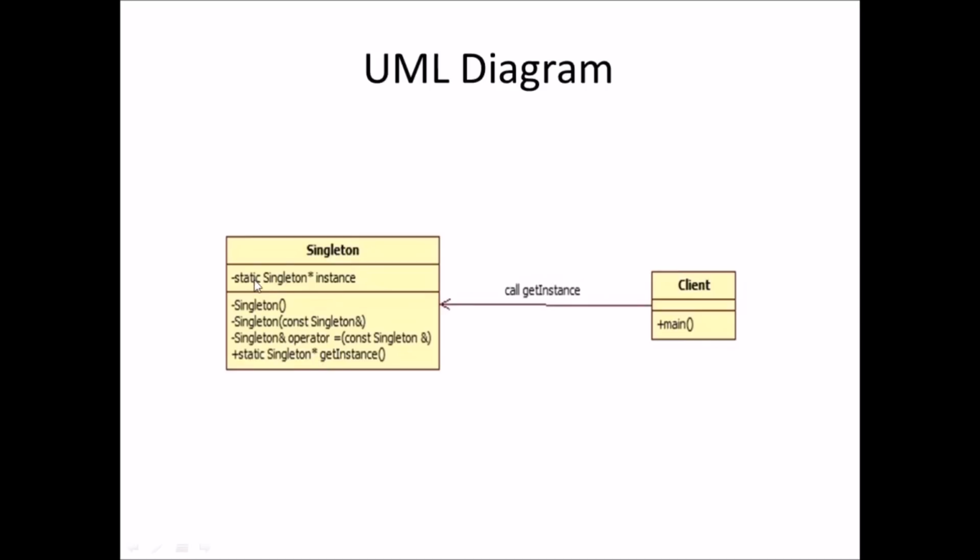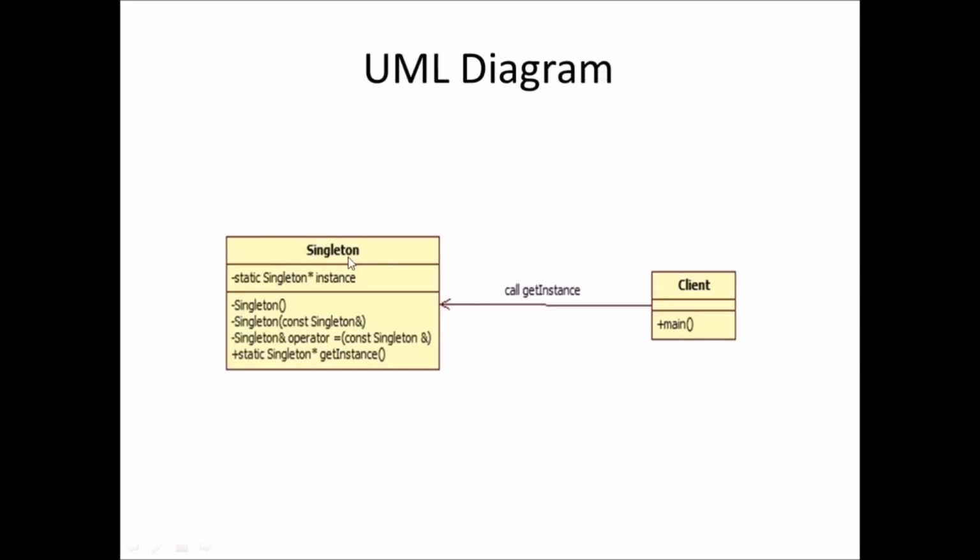What is the singleton pointer? This is nothing but a pointer of the singleton type, which is static, and this minus shows that it is a private member of the class. Here I have shown a constructor which I kept private. This minus shows it is private, this is also private, and this plus shows that it is public. You can call it from anywhere, and as it is static, you don't need any object to call this function. This is the basic idea we are implementing in our code.